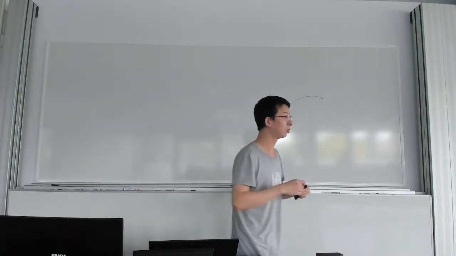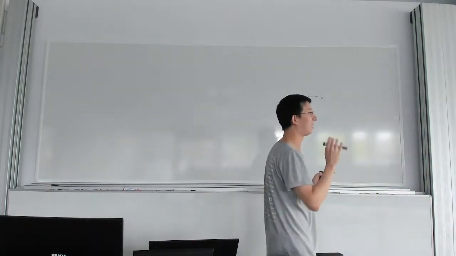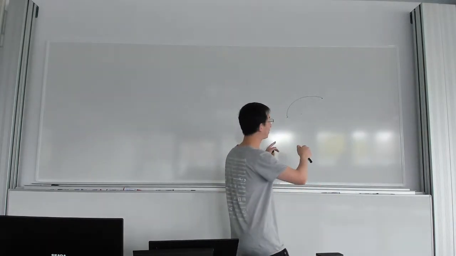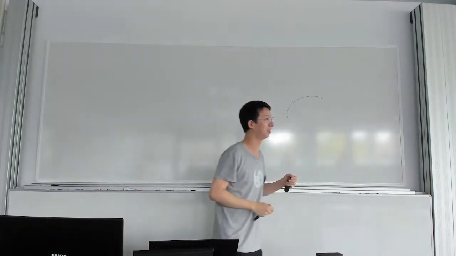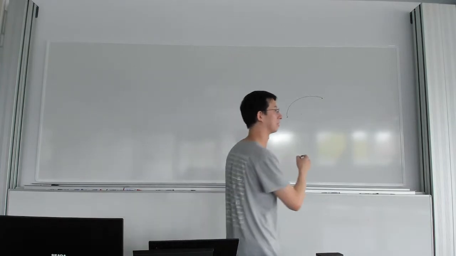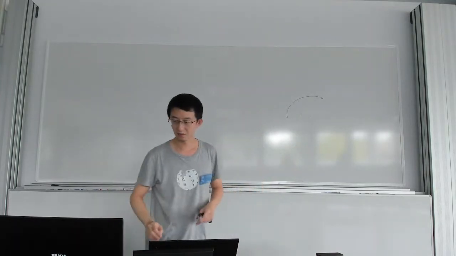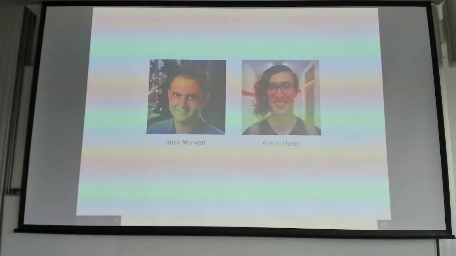Two-local. There are also three-local, four-local. That means the Hamiltonian simultaneously acts on at most three sites, four sites, etc. In this work, we will focus on the simplest non-trivial case, which is between two sites. This work was done together with Professor Iman Marvian from Duke University and his grad student.